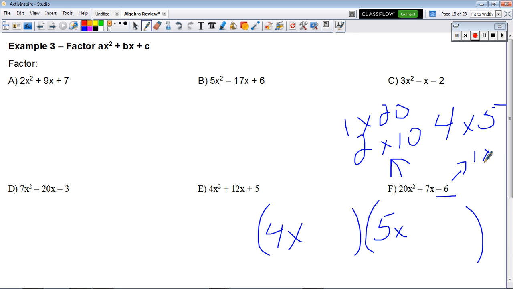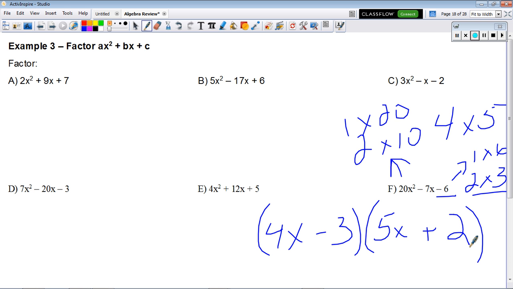So for this, I got 1 times 6 and 2 times 3. And I'm not sure where the plus and the minus go. I'm going to try 2 and 3 first, and I'm not sure where the 2 and the 3 go with this. So with this one here, what I'm going to try maybe here is I'm going to try like a minus 3 and a plus 2. See if that gets me somewhere.